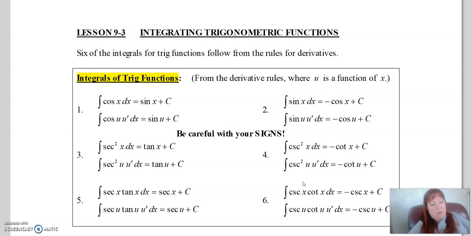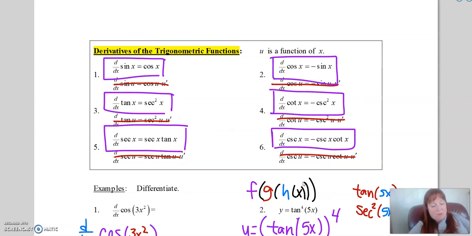look and see, well, what function, if I took the derivative of it, would give me this, right? Okay, so we're going to go back. So the derivative of sine is cosine. So if you see the integral of cosine, it's going to be sine, right? The derivative of tangent is secant squared. So if you see the integral of secant squared, the integral is tangent. Okay, if you see secant times tangent, the integral is going to be secant, because if the derivative of secant is this, then the integral of this is this, right?